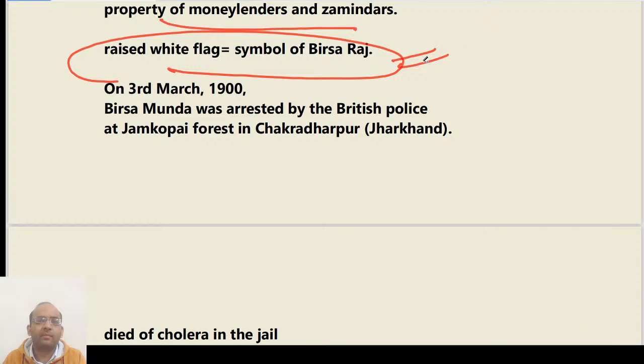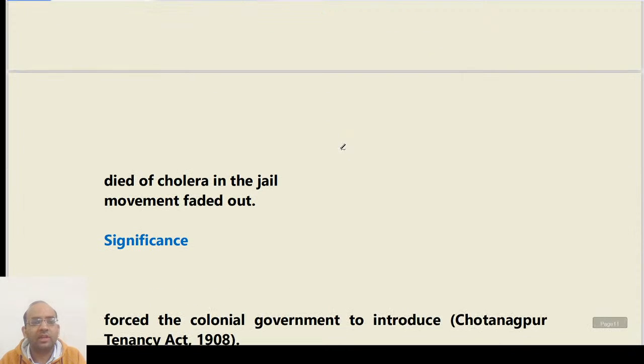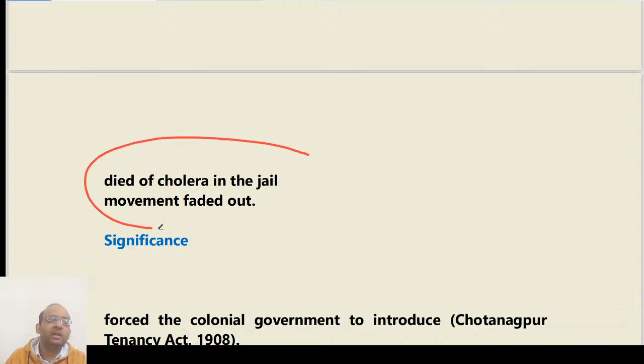अब हमारा राज यहाँ पे चालू हो गया, उसका मतलब ये था. So on 3rd March 1900, Birsa Munda was arrested by the British police at Jamkopai forest in Chakradharpur, Jharkhand, and he died of cholera in the jail.